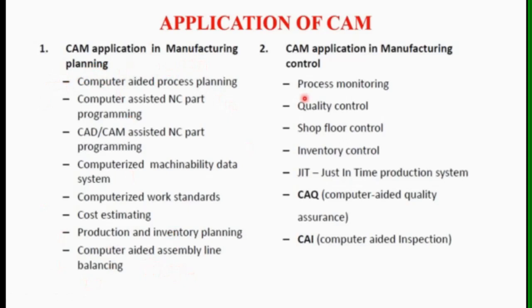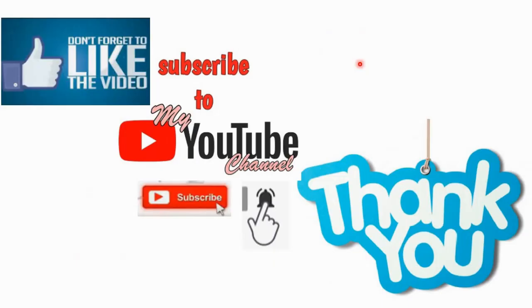And in the case of process monitoring: quality control, shop floor control, inventory control, and also just-in-time, a technique where components are supplied or manufactured when they are required. Then computer-aided quality assurance is also there, and computer-aided inspection as well. Controlling all this, scheduling the inspection, computers are used in controlling the operations of manufacturing. So these are the applications of computer-aided manufacturing.